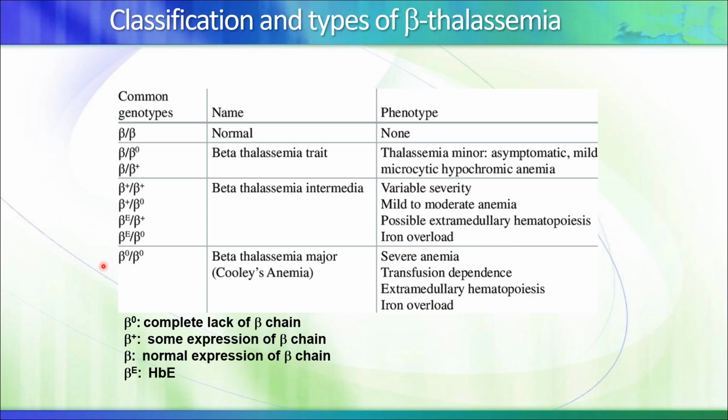Or you can have both of these alleles mutated, producing very little or producing no beta globin at all, and this is known as beta thalassemia major. These individuals have severe anemia. They require transfusion frequently, resulting in what is known as iron overload.